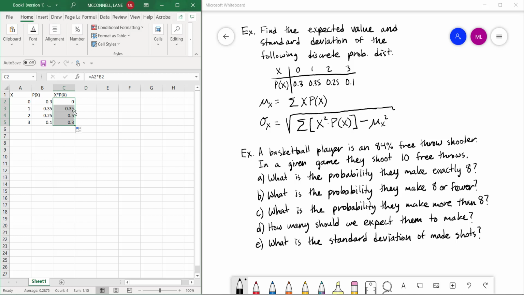1 times 0.35 is going to be 0.35, 2 times 0.25 is going to be 0.5, 3 times 0.1 is going to be 0.3, so you can verify that, in fact, all of those worked.